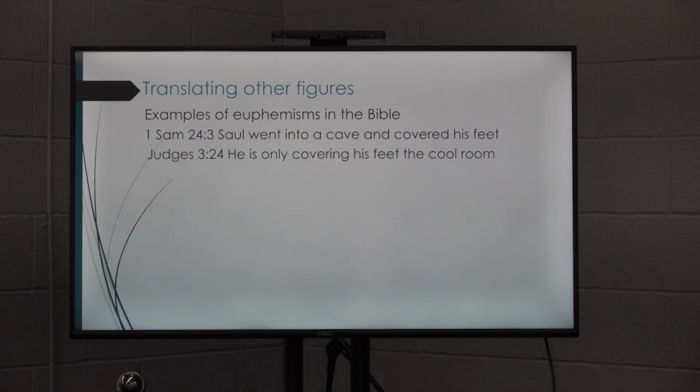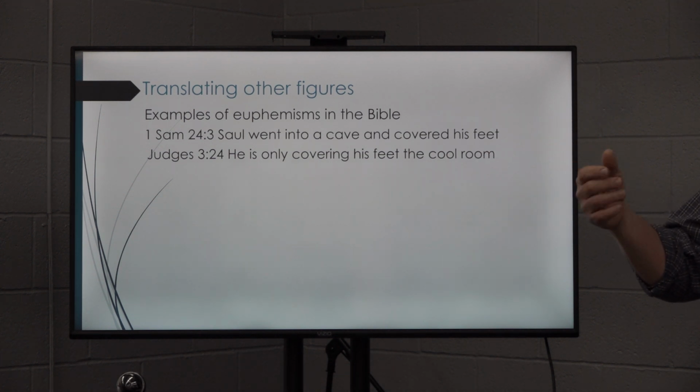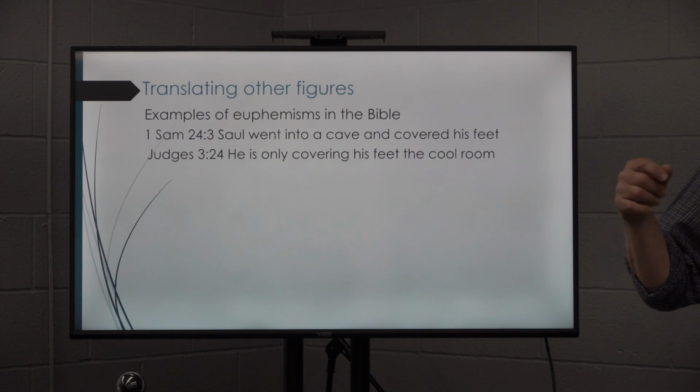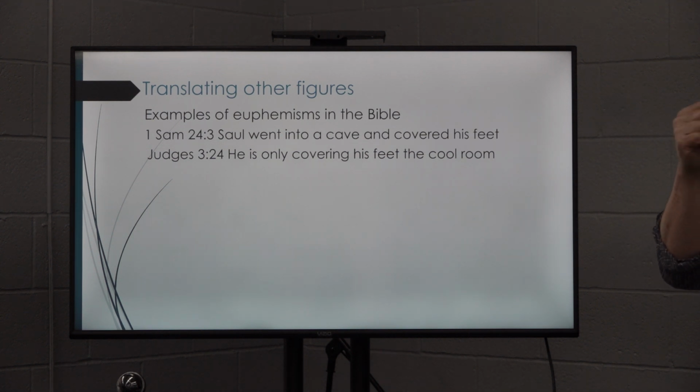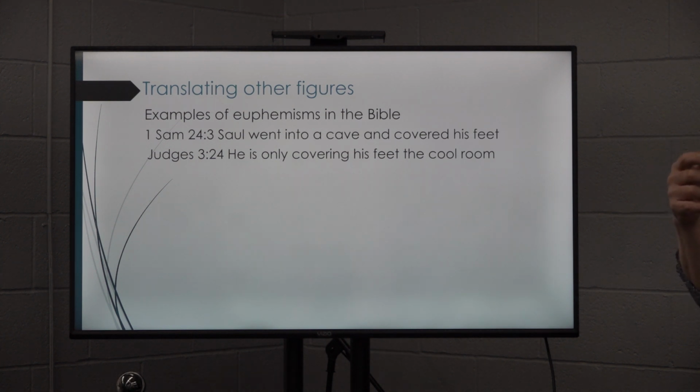We have the same euphemism, and then another one added to it. So Ehud, the left-handed man, goes in to see King Eglon, or the king of Eglon, and he kills the guy, right? And then he locks the door and escapes, and the people who are his servants are trying to get to the king, but the door's locked, and they say, oh, maybe he's in the cool room, euphemism. Maybe he's covering his feet, euphemism. So two euphemisms in the same sentence, in the same phrase actually. Maybe he's covering his feet in the cool room.